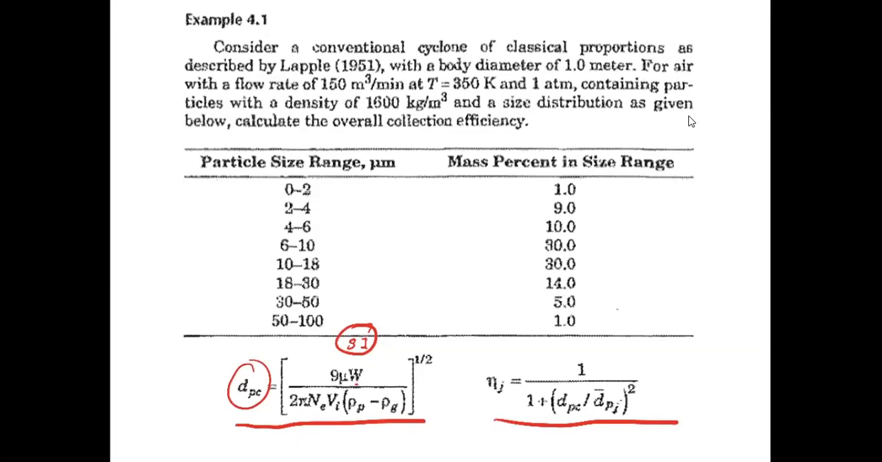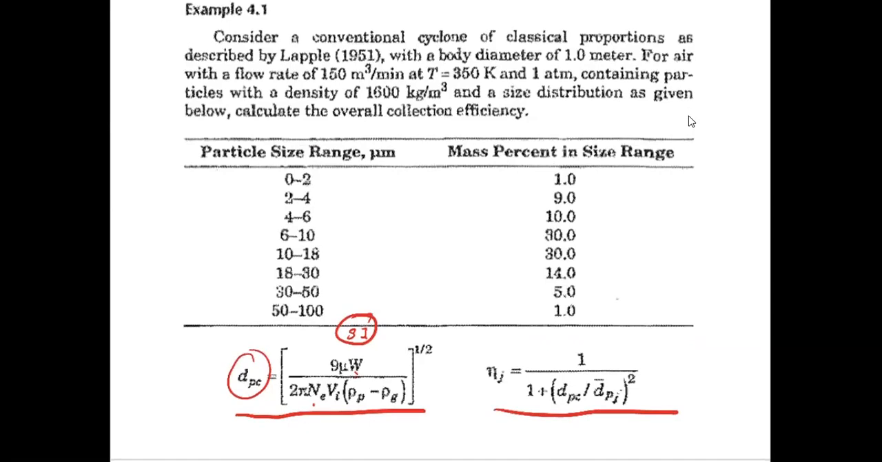For example, the W, which is the width of the inlet, right? So NE, that's the effective turns for the gas flow in the cyclone. So VI, that's the inlet velocity, right? The particle density and the gas density, right? Viscosity, we also need to plug it in.